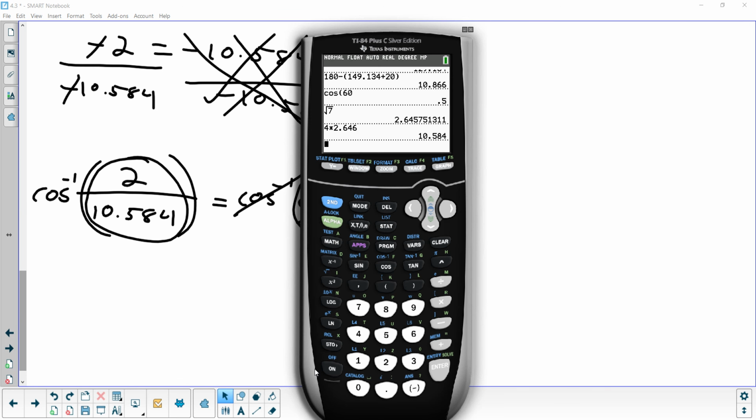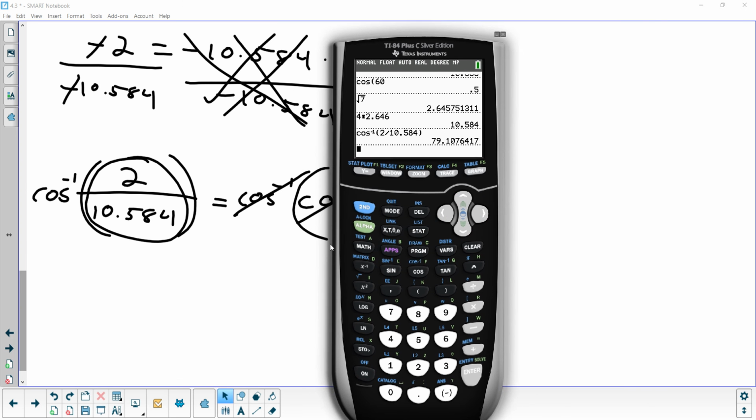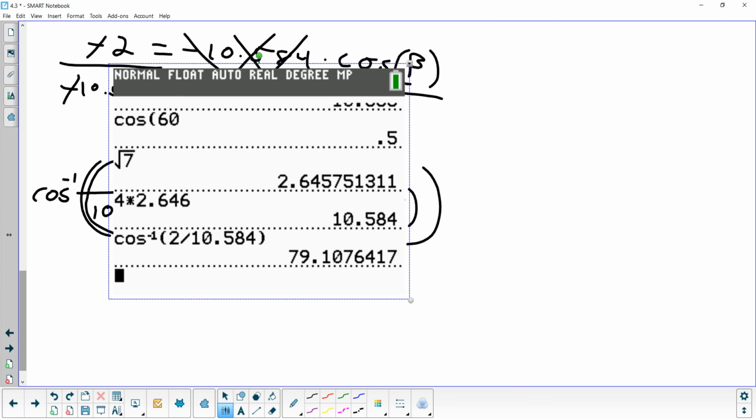All right, so inverse cosine of 2 divided by 10.584. So we get an angle, when we're solving for beta, of 79.108. If you can't see it, it's going to round up. 79.108.